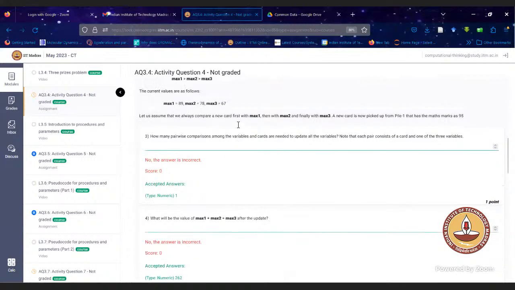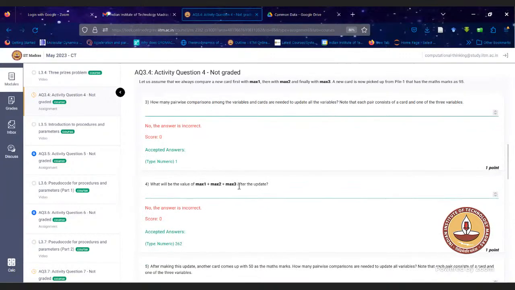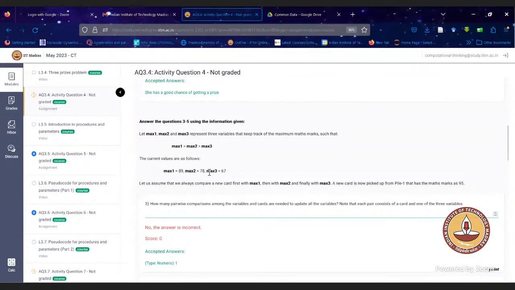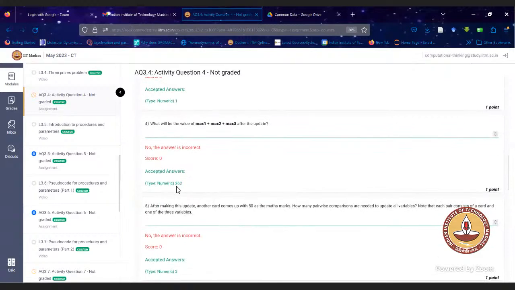Yes, sir. So in this question, these are linked questions from 3 to 5. They have told you that max 1 is the highest and max 3 is the lowest. They have given you the values of max 1, max 2, max 3. And they are saying that a new card is introduced and it is first compared with max 1. We see that it is being replaced; 95 is being replaced here. The question simply is that you need to add up these 3 marks. So you already have max 2, max 3 and the new max 1, and you add them up, and I think that total should be this.